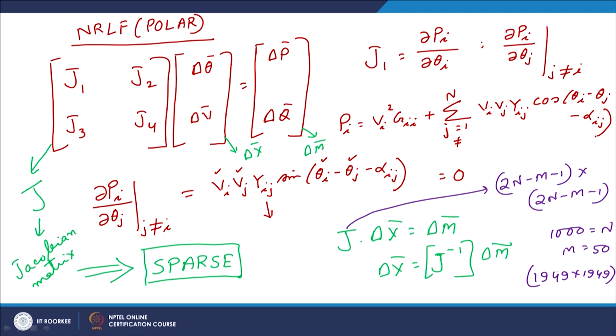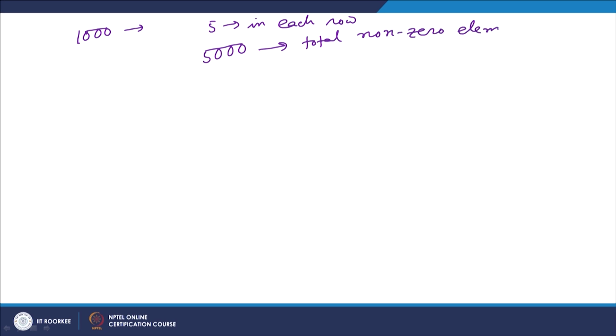So, in the Y bus matrix there will be 1000 rows and basically 1000 columns, and if any bus is connected to, let us say, at the maximum 4 on an average, then in each row there will be 5 non-zero elements. So, in total 5000 non-zero elements. Right, so then the percentage of non-zero elements is 5000 by 1000 into 1000 into 100.